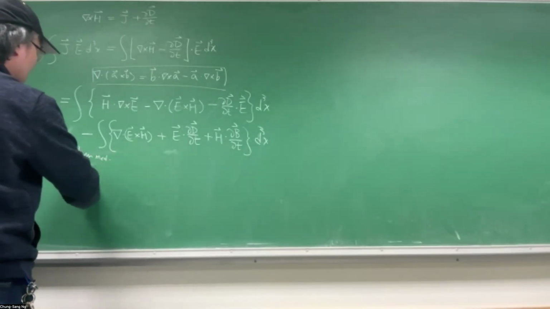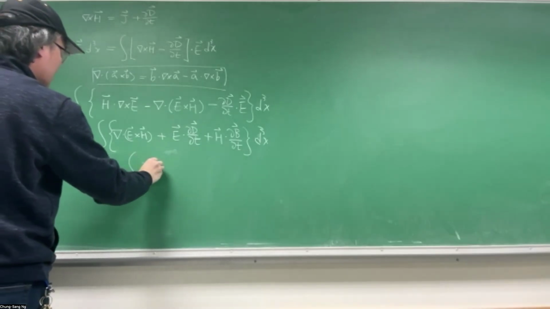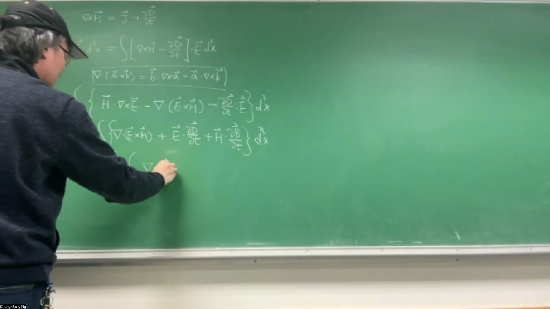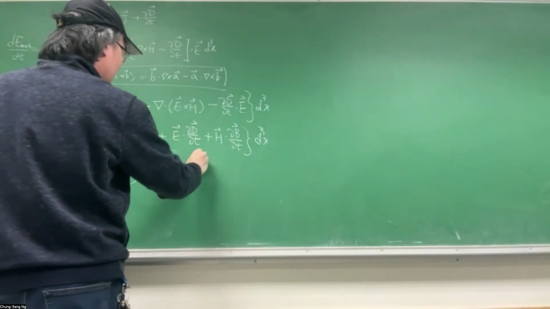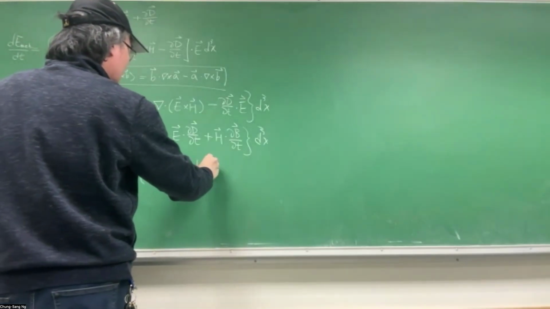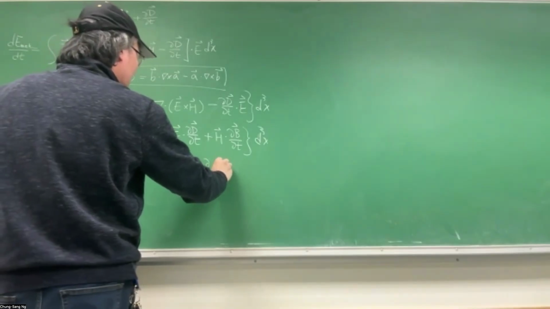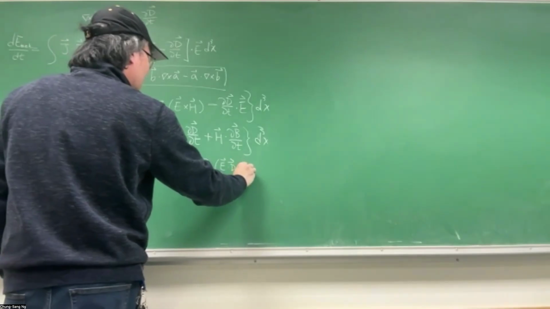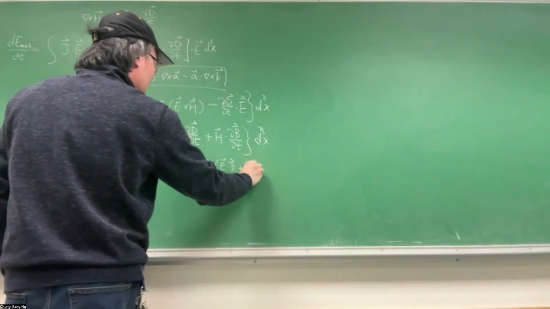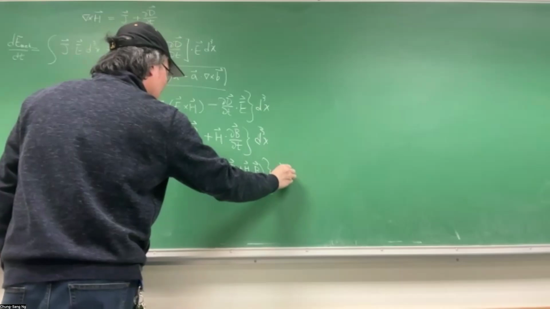Then this is minus divergence of E cross H, and then plus 1/2 of partial t of E dot H, E dot D plus H dot B.